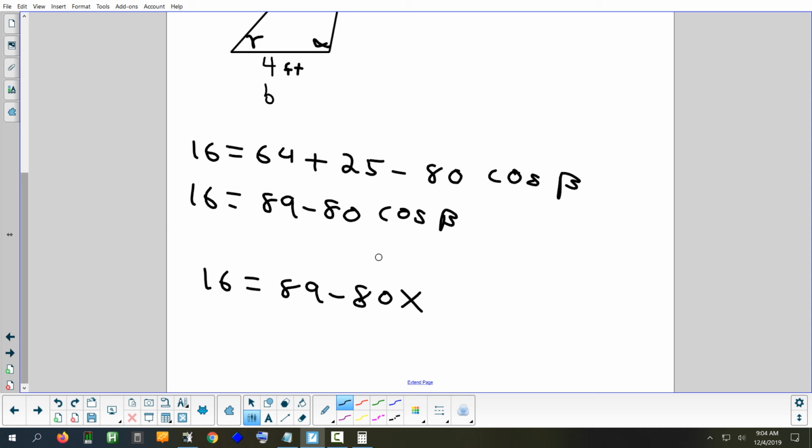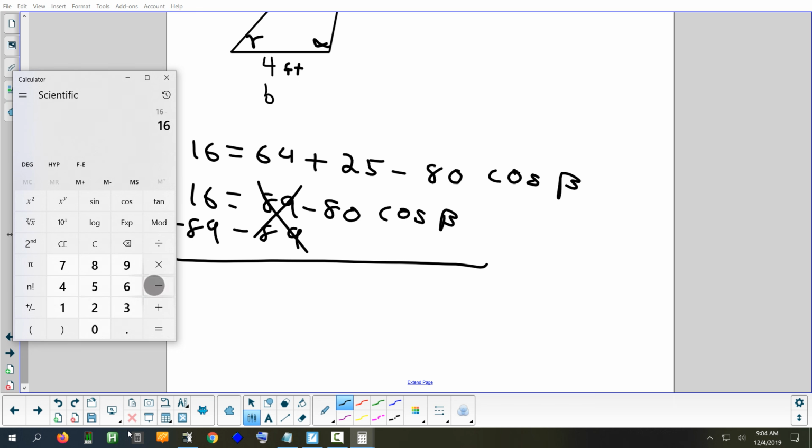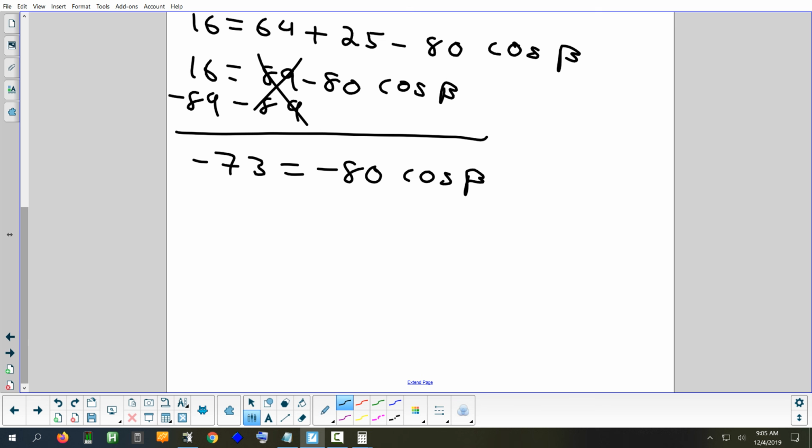So, what do I have to do with the 89? Subtract it from the other side. So minus it, that's gone. Minus it there. Let's see what we get. 16 minus 89, negative 73. Now I've got 2 steps left, and then I'll know my angle. What's my second to last step? Divide by negative 80. Yep. When you divide by negative 80, that's gone.